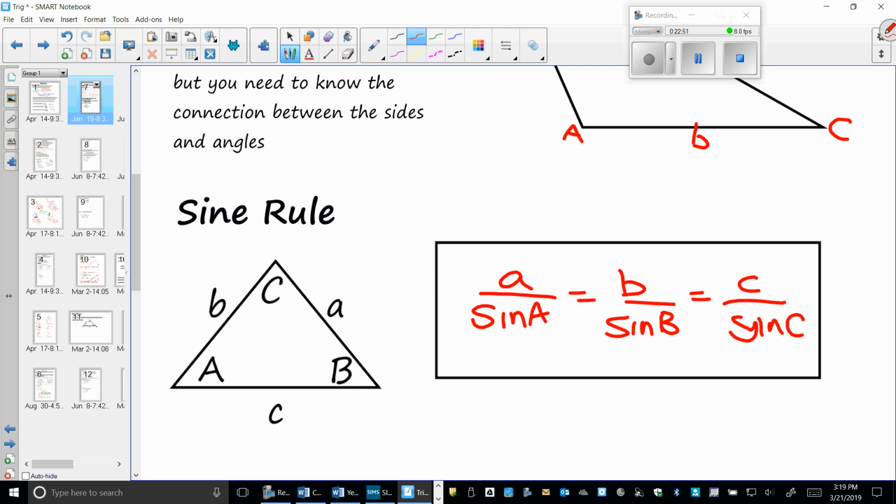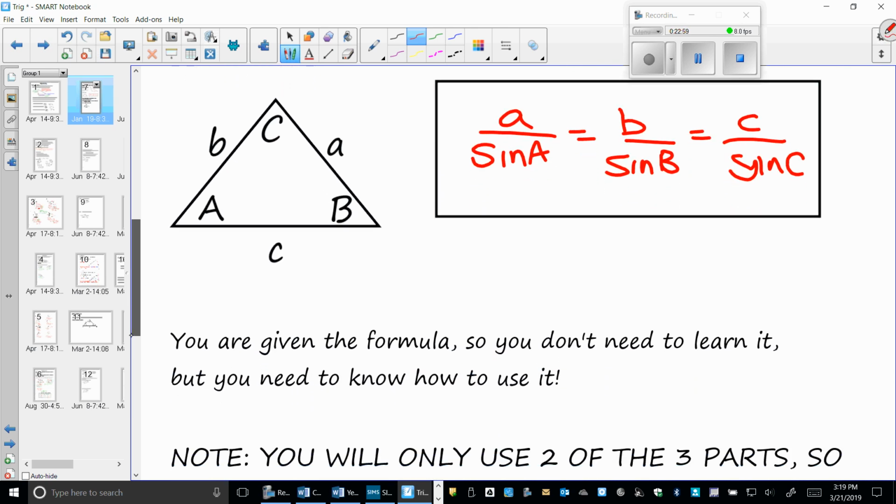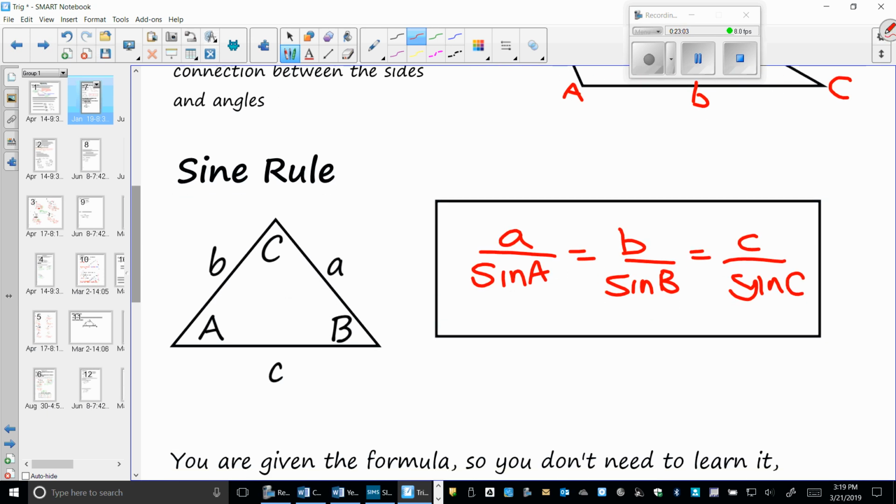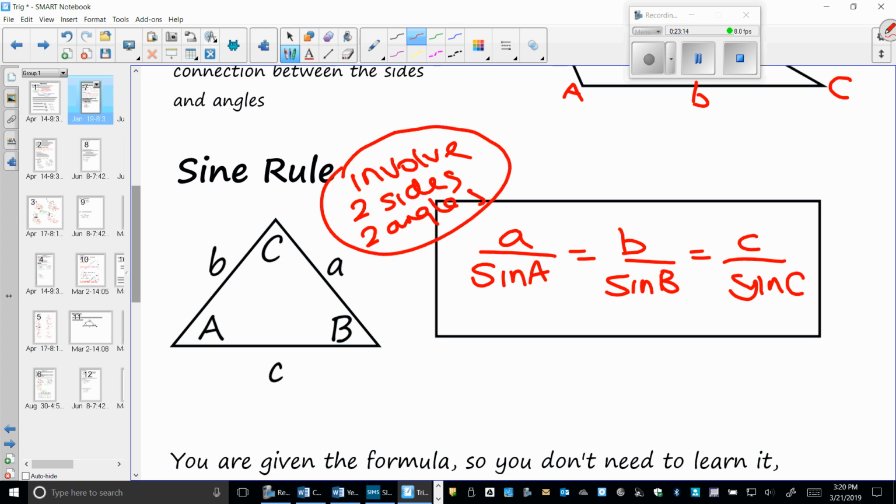If you're finding lengths, start with the lengths on the top. If you're finding angles, start with the sines on the top. It makes it much easier. You're given the formula, so you just learn how to use it. For the sine rule, your question is going to involve two sides and two angles. When I say involve, it means that you're finding one of those four things. So two sides and two angles means it's a sine rule.